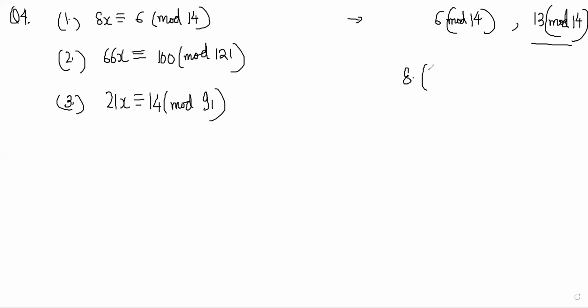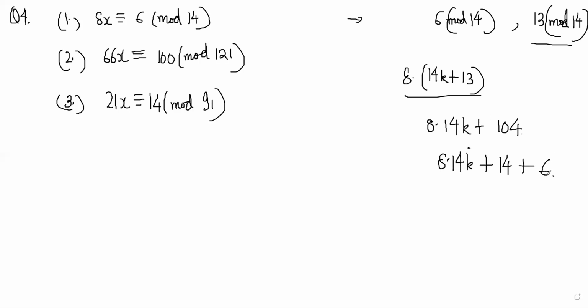Let's say 8 times 14k plus 13. This becomes 8 into 14k plus 8 into 13, which is 104, correct? And 14 sevens are 98, no? So 8 into 14k plus 1 times 14 plus 6, right? So this is also working out, right?